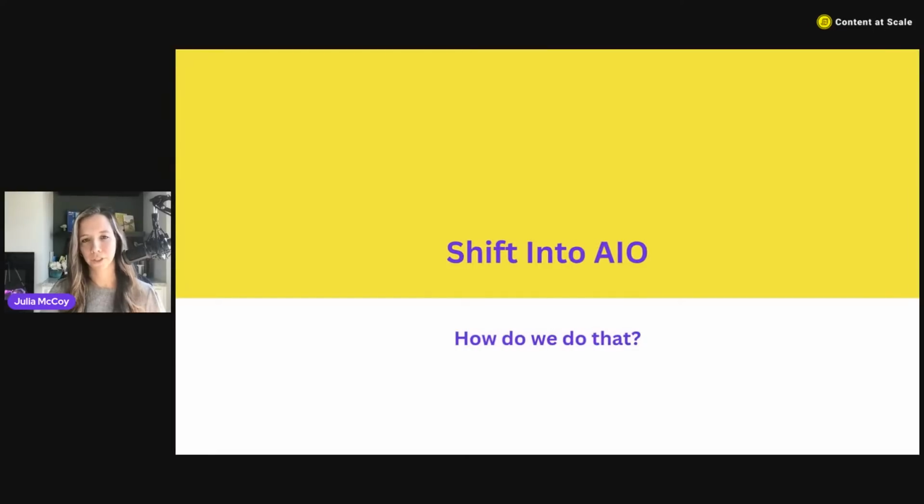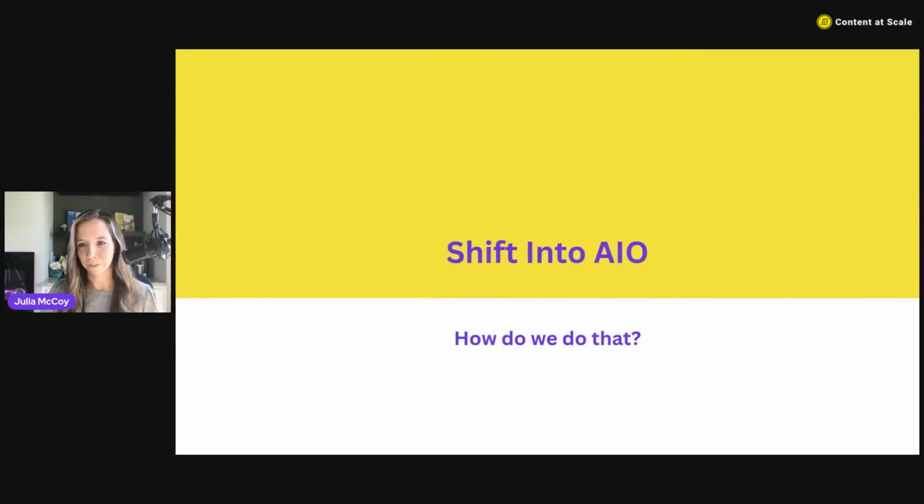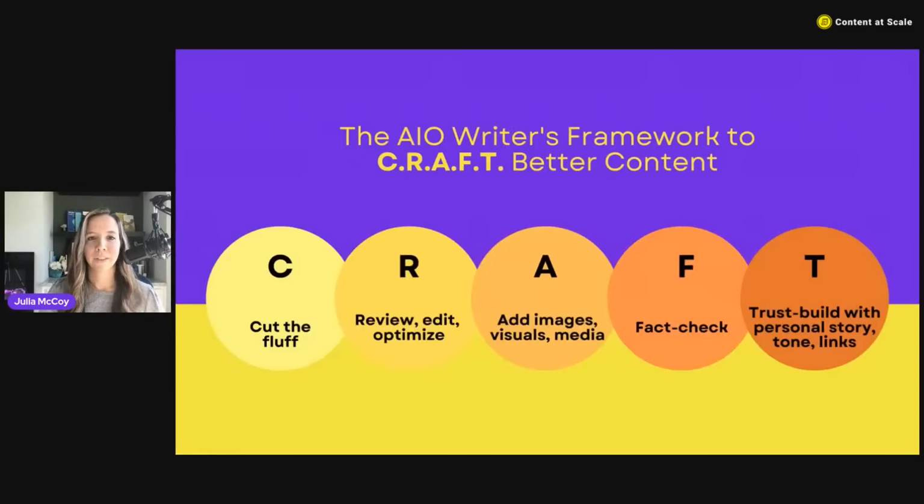So how do we shift into this new model? All right, it can feel a little bit like, whoa, this is kind of abrupt. How do I even do this? How do I get my writers acclimated? How do I do this? So let's talk about that. I built a framework to help you craft better content. CRAFT is the actual acronym to remember when you're editing content straight from AI. So the acronym goes like this.